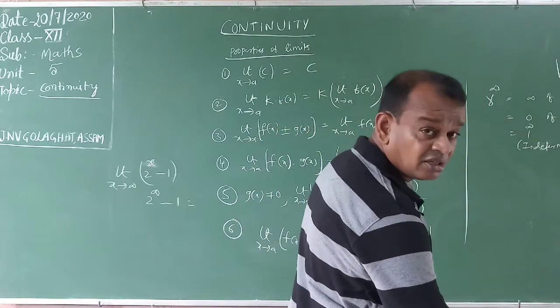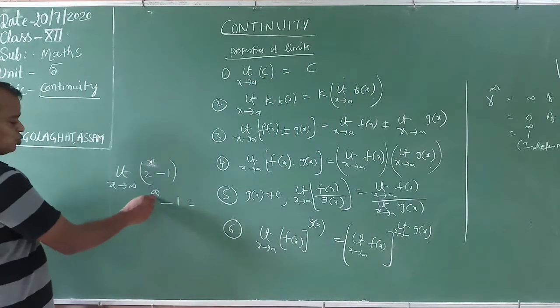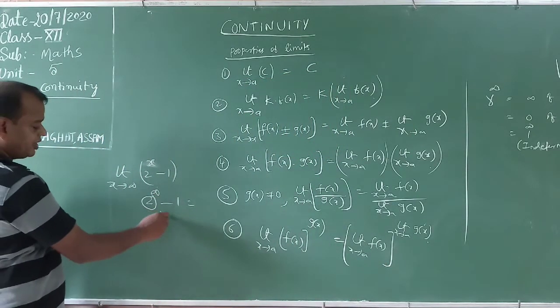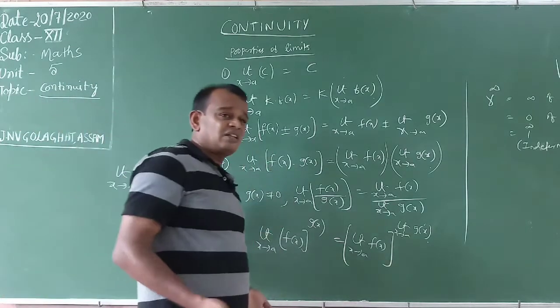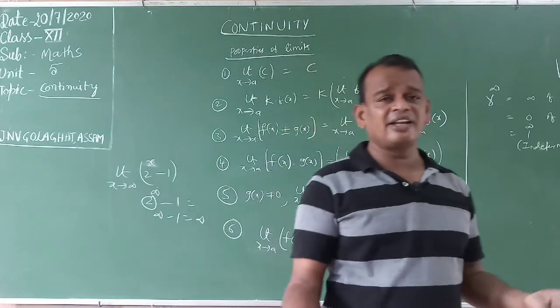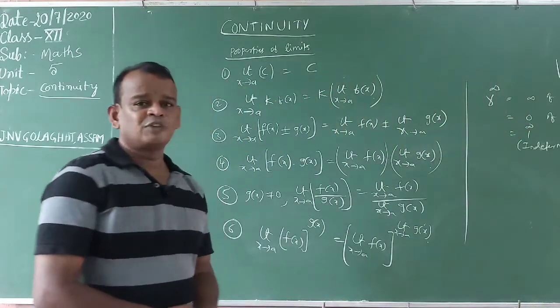We know very well. You remember that one. What happened in this one? 2 power infinity. Base is 2, more than 1. That is infinity. Infinity minus 1 is nothing but infinity. So infinity numbers are there. You can subtract, that is minus 1, we get the infinity values. That's the value, infinity. Remember that one.